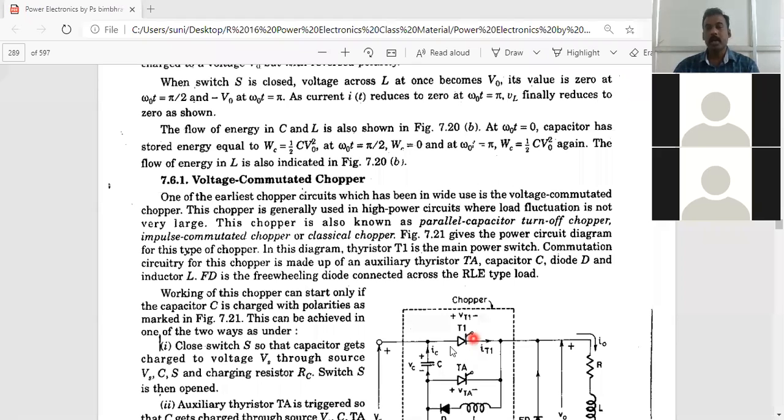The second condition is that whenever a reverse voltage equivalent to, or slightly higher than, the circuit voltage is applied in reverse to the conducting device, the device is going to be turned off. These two conditions prevail across the thyristor whenever the thyristor is used in AC circuits.